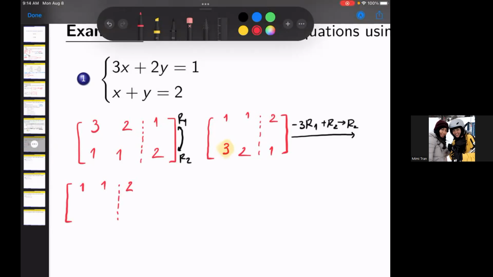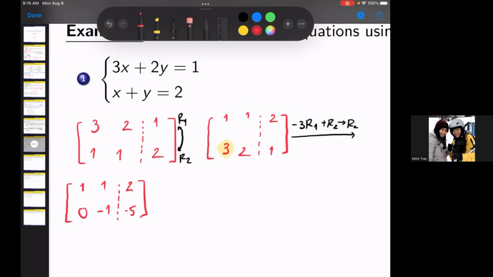And then what do we do? I have -3 times row 1. So -3 times 1 is -3. Add row 2, so add component by component, just add down. -3 plus 3 is 0. -3 times 1 again for the second component is -3, plus 2 is -1. -3 times 2, behind the dashed line right there, is -6, plus 1 is -5. So far so good.